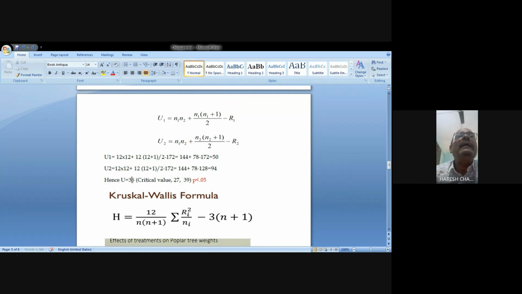Supposing it is 25, how should the answer be written? Insignificant, sir. P is greater than 0.05.